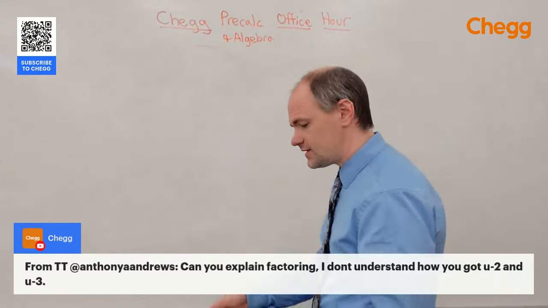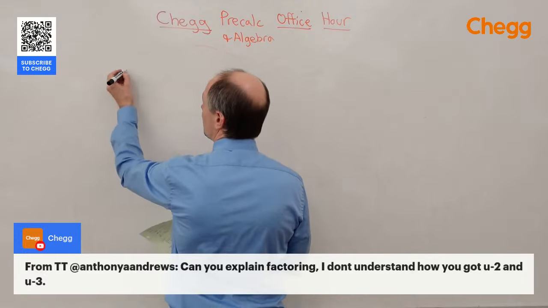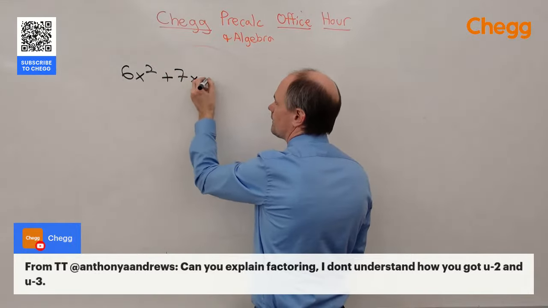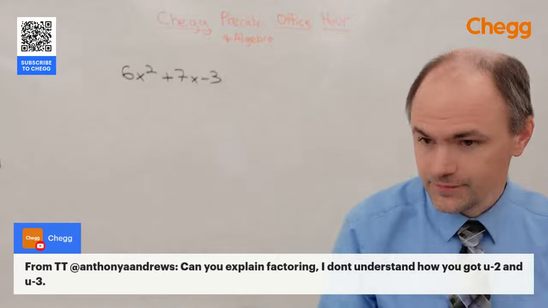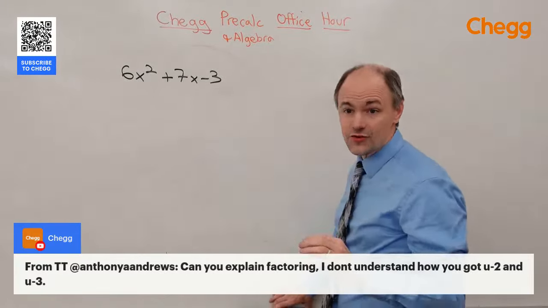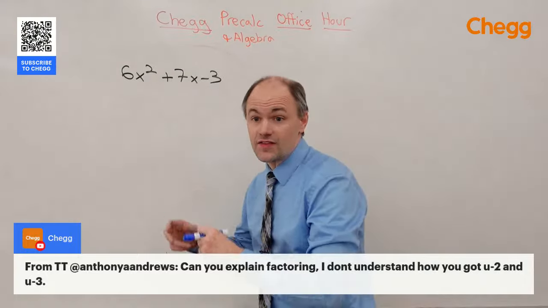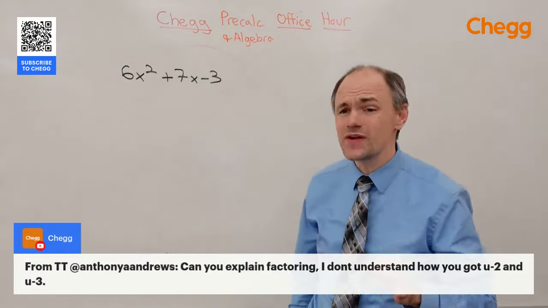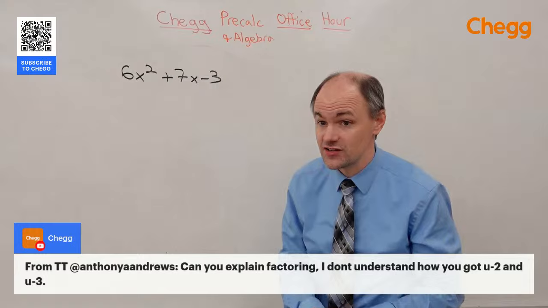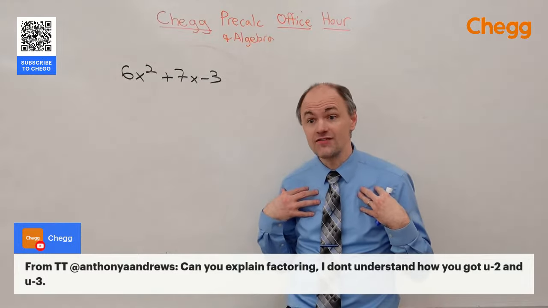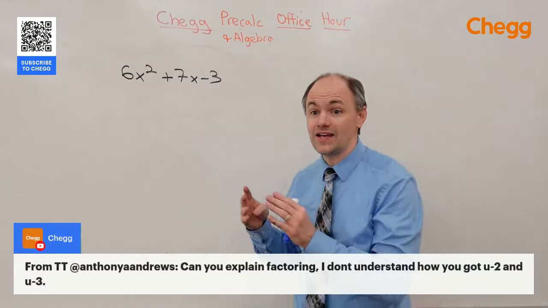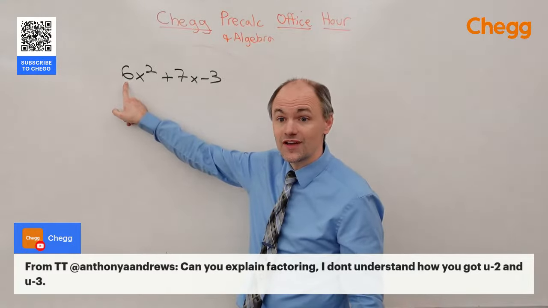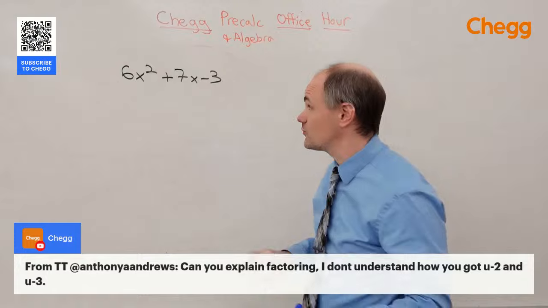Let's take a look at a problem like 6x squared plus 7x minus 3. There's lots of different ways people use to learn how to factor. There's the box method. There's the guess and check method. There's the AC method. Each method has its pros and cons. Ultimately, I don't care which method you use as long as you can factor. But my personal favorite method of factoring is called slide and divide. Slide and divide is really nice because it works the same no matter what's in front of x squared. In some of the other methods, it changes with what's in front of x squared.